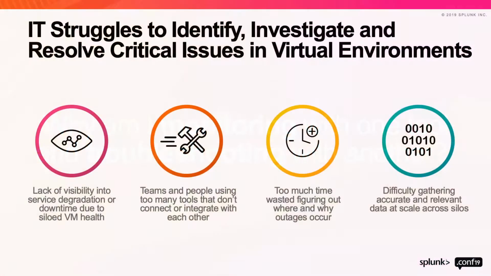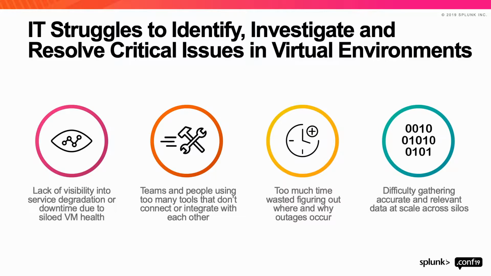With that, we talk to our customers, we talk to you, and these are some of the big four issues we've identified. I may have lack of visibility into a service degradation. It's tough. I have downtime on my VM, and I don't know why. One team knows why, another team may not know why. I'm really slow to react to outages, causing teams and people to use too many tools that don't connect or integrate with each other. That's a problem we're trying to help you solve.